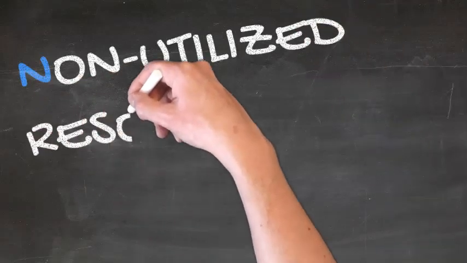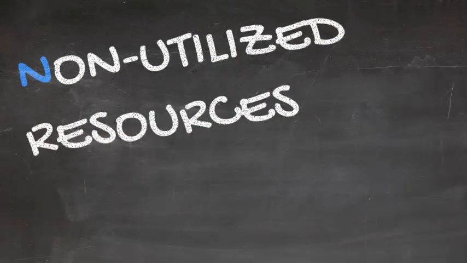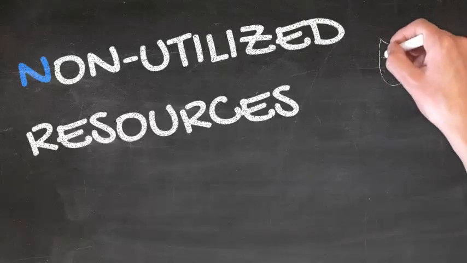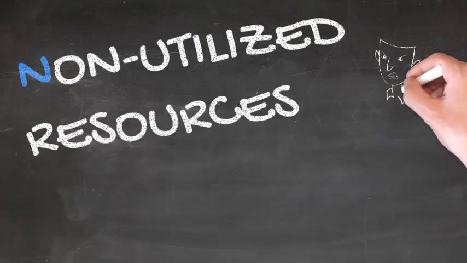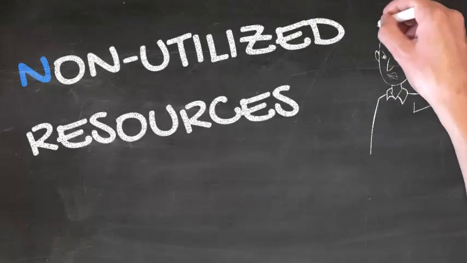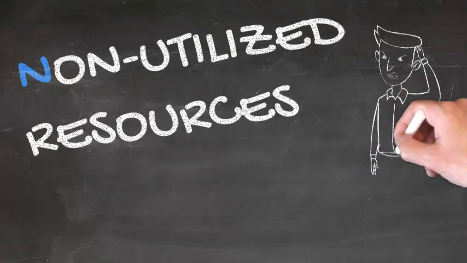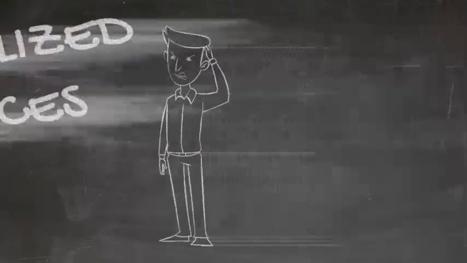N is for non-utilized resources. Understanding our team members and their skills and abilities helps us tap into resources we may not have known were available to us. Additionally, giving our people the opportunity to do their best work increases morale and employee engagement.